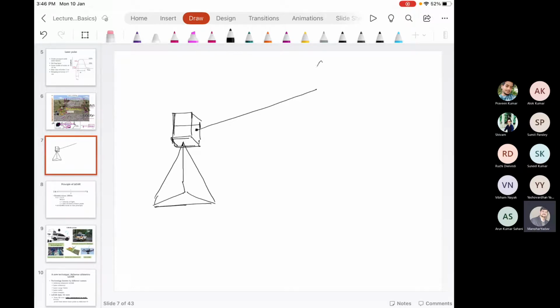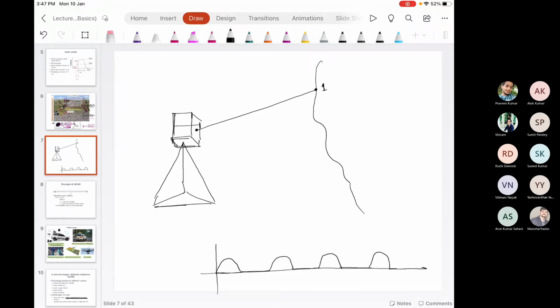Let's say there is a surface on which this laser pulse is striking. So this is point 1 at which it strikes. And then it happens again: first laser pulse, second laser pulse, third, and it goes on. Now what happens?